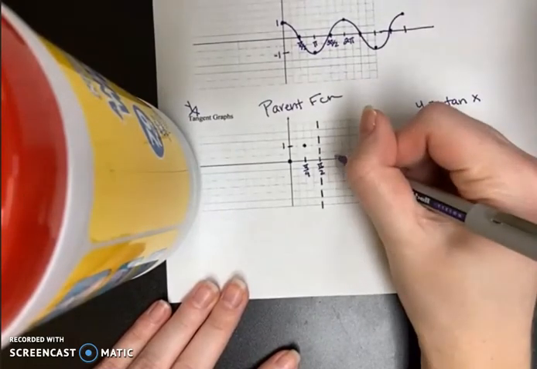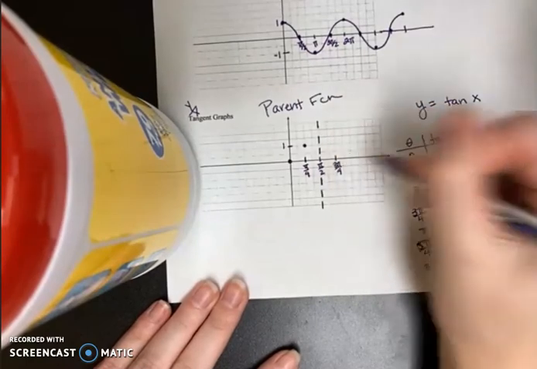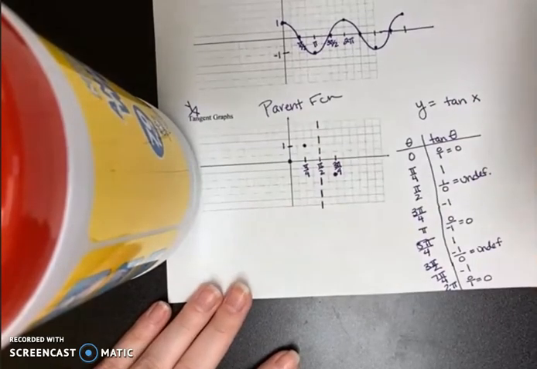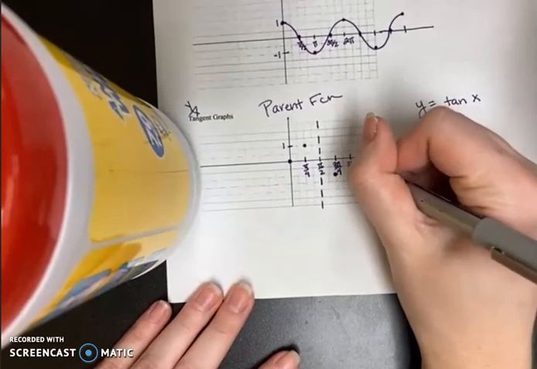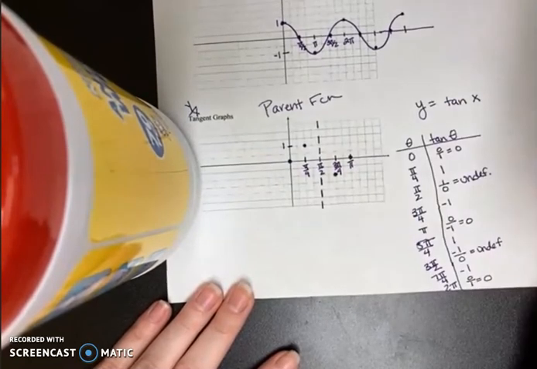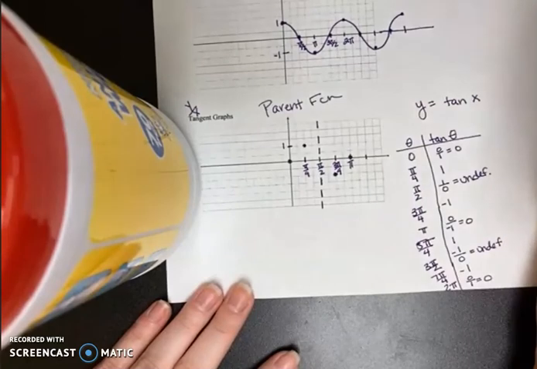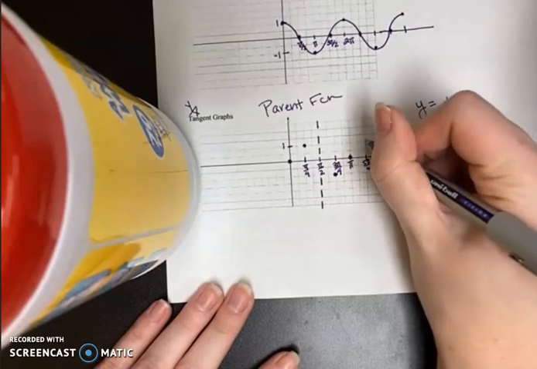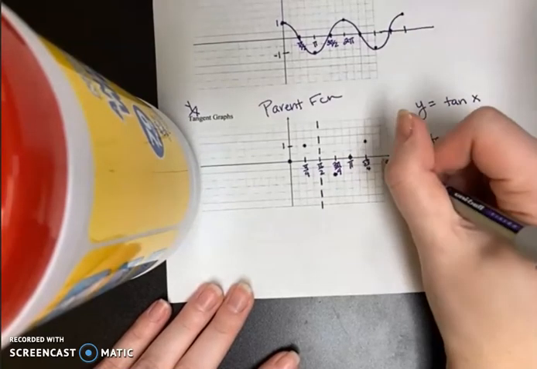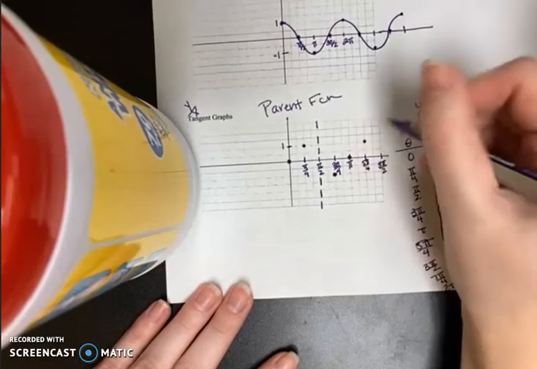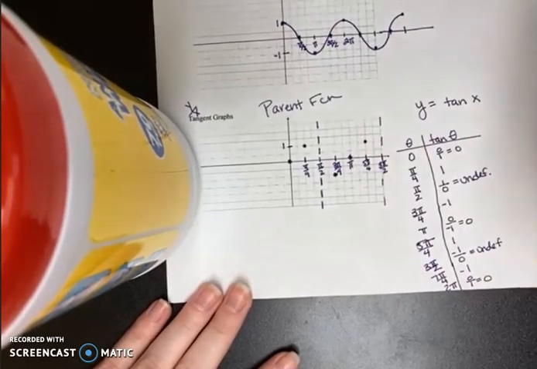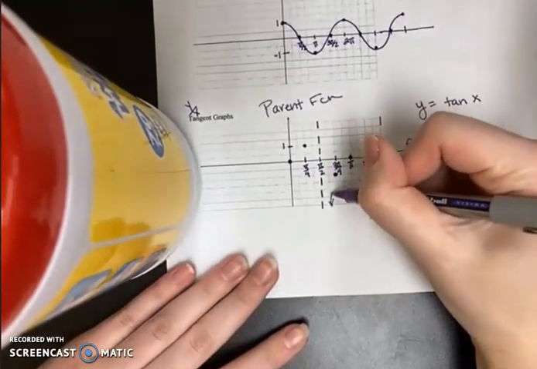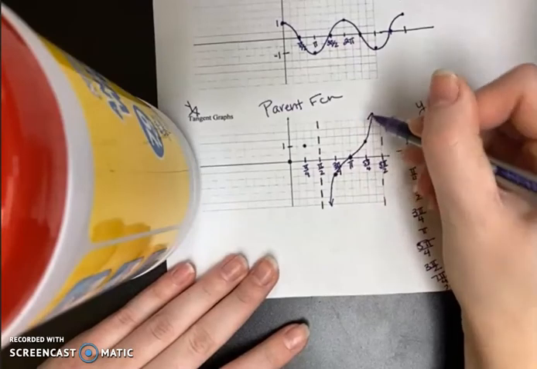At 3 pi over 4, it was -1. At pi, it was 0. At 5 pi over 4, it was 1. At 3 pi over 2, it was undefined, so an asymptote. Now I'm going to stop there just because I ran out of space. This is enough to show you what the curves of tangent will look like.